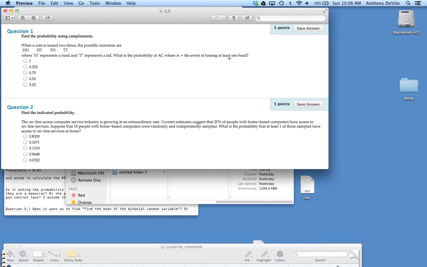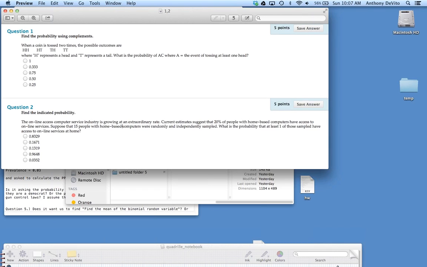A is the event of tossing at least one head. Well, you can count how many times one head comes up. And A complement is where that does not occur, right? So you can look to see where that doesn't occur. That was a little bit of a problem because that C should have been a little c at the top, A complement. In other words, not A.